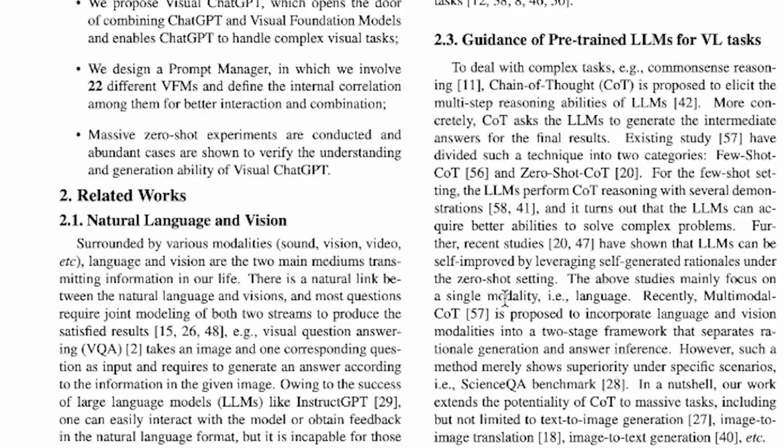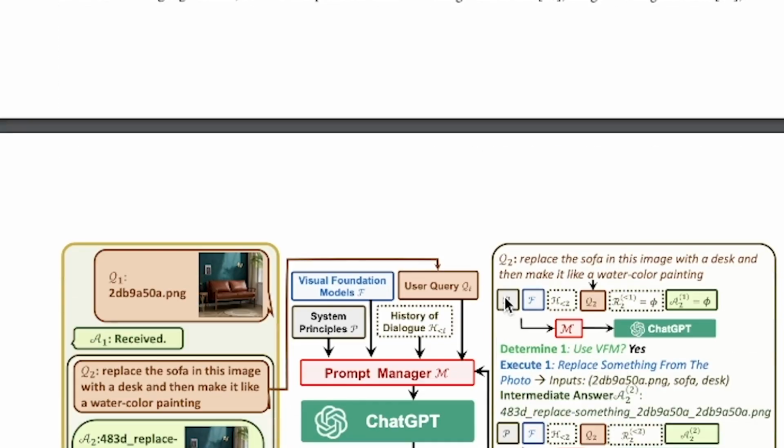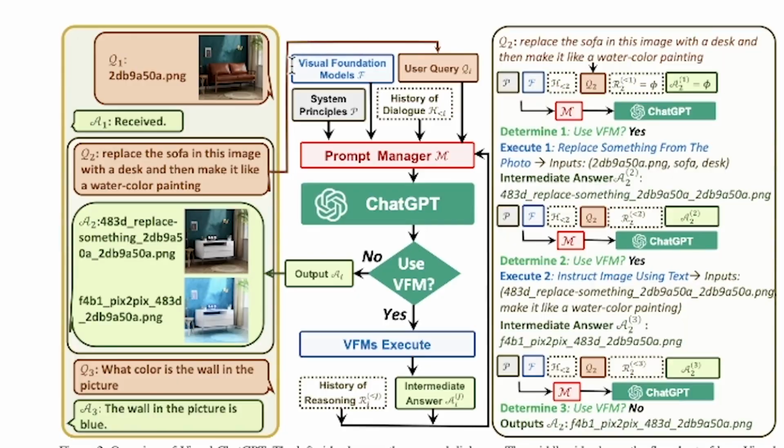So this is a complete paper about it, and this is an overview of Visual ChatGPT. The left side shows a three-round dialogue that took place between some users. The middle shows the flowchart of how Visual ChatGPT iteratively invokes visual foundation models and provides answers, and the right shows the detailed process of the second question and answer. This detailed process of the second question and answer is captured here.